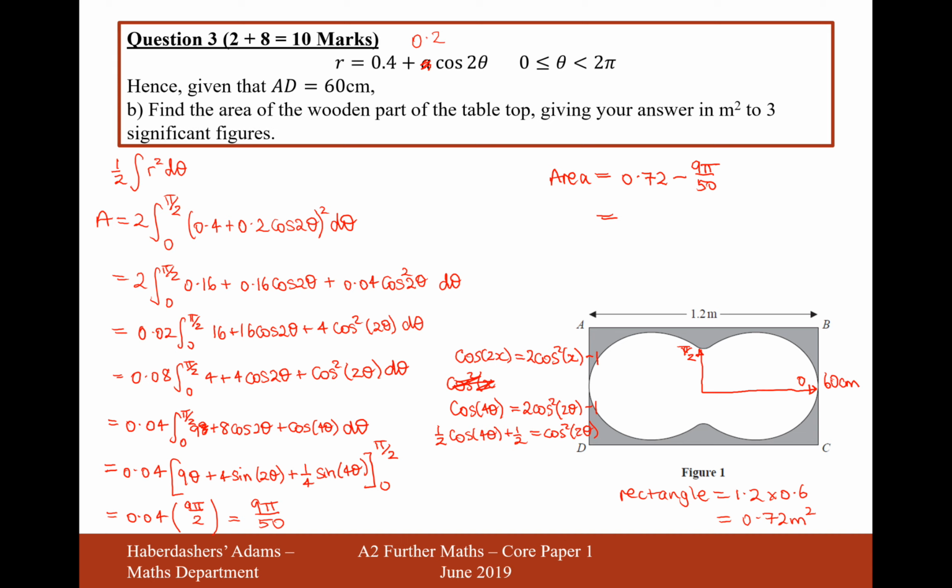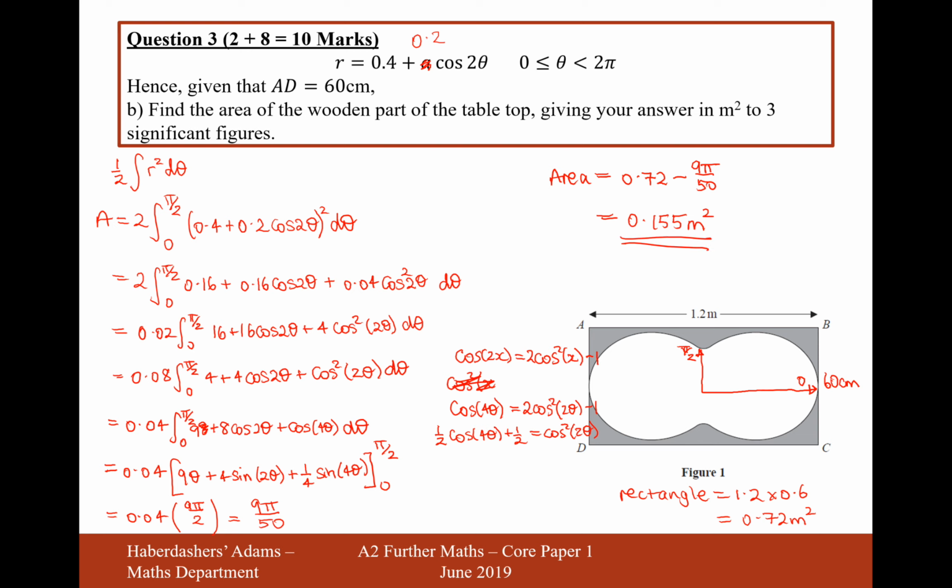Let's do this calculation then. My previous answer was 9 over 50, times that by pi. Then 0.72 minus the answer gives us 0.155 to 3 significant figures. 0.155, and that will be metres squared.